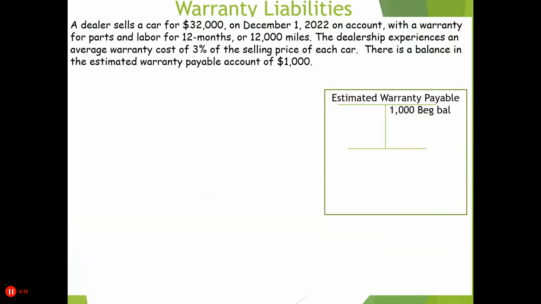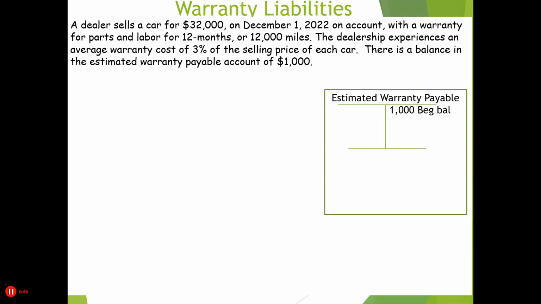So, for example, a dealer sells a car for $32,000 on December 1st on account, with a warranty for parts and labor for 12 months or 12,000 miles. The dealership experiences an average warranty cost of 3% of the selling price of each car, and there is a balance in the estimated warranty payable of $1,000. Now, remember, it's a liability account. Its normal balance is a credit.